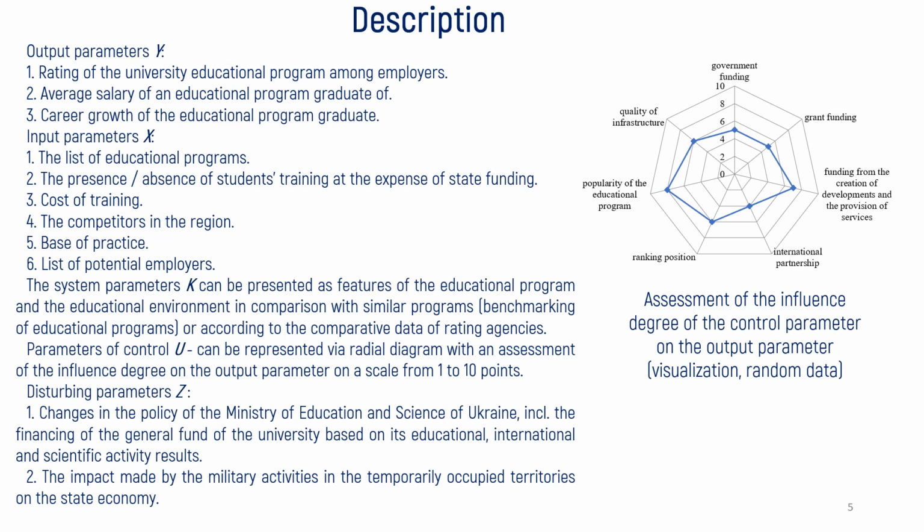And the second one is the impact made by the military activities and the temporary occupied territories on the state economy. After we collect all parameters, output, input, system, parameters of control and disturbing parameters, we are able to create the stable system and find the main KPIs, the main indicators of its social and economic impact on the national level, regional level, or the university level.